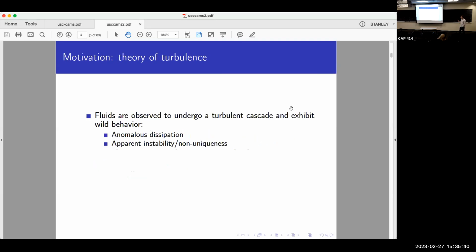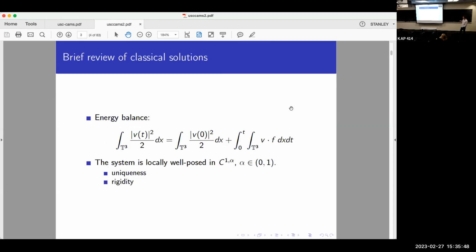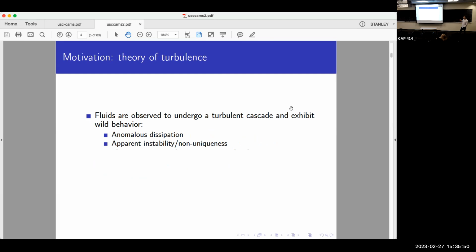Let me talk about the motivation for why we would consider weak solutions to this equation, in a rougher class than where we had these properties on the previous slide. In reality, we see that fluids have a tendency to cascade their energy to higher and higher frequencies, or to smaller and smaller spatial scales. This is a familiar phenomenon.